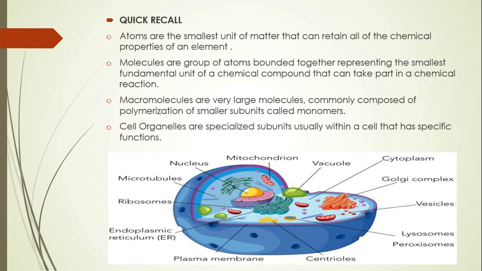Now, when we talk about molecules, we're talking about groups of atoms bonded together, representing the smallest fundamental unit of a chemical compound that can take part in a chemical reaction. Molecules are formed via combination of two or more atoms. For example, when you have two oxygen atoms coming together, they form what we call the oxygen molecule. When you have three oxygen atoms coming together, they form what we call ozone. You have heard of the ozone layer in the sky that protects us from the ultraviolet rays of the sun.